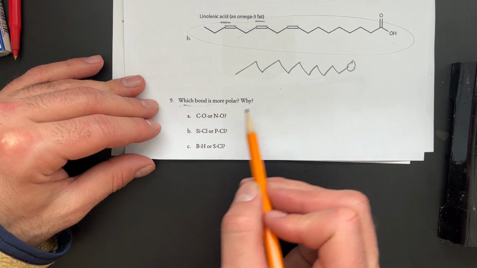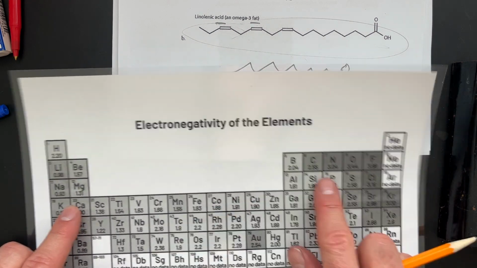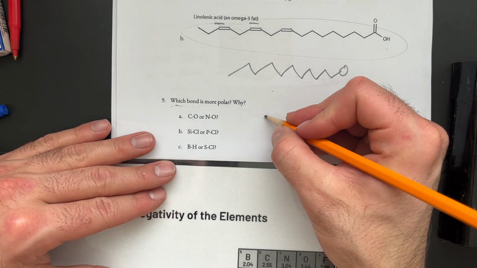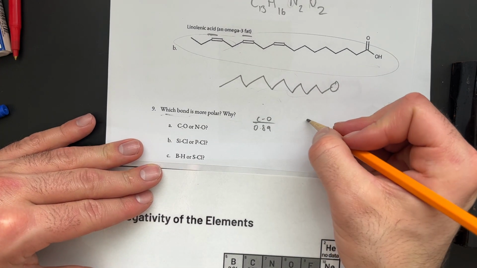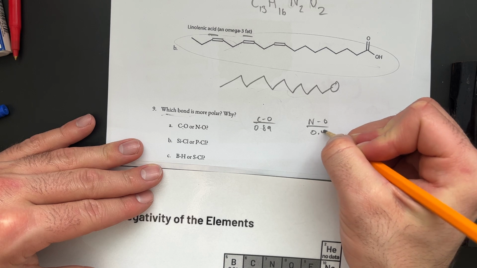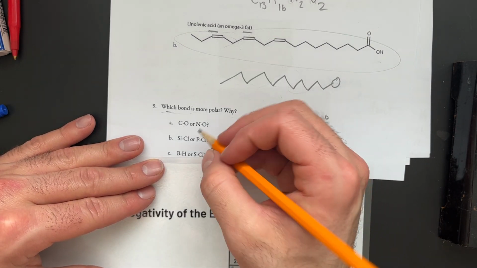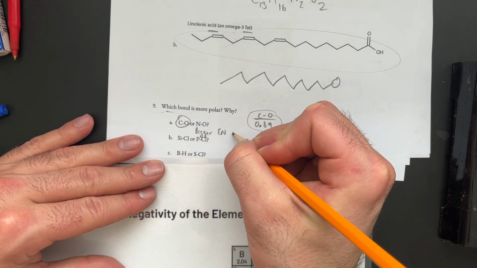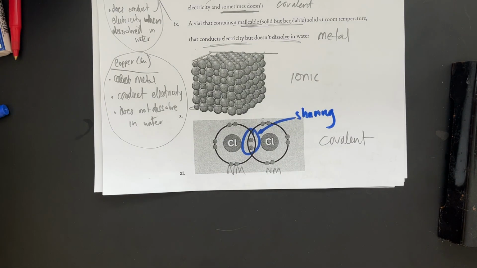Two more. Which bond is more polar, CO or NO? Remember, that's just going to be the electronegativity differences. And so C and O has what type of difference? That's 0.89, right, for CO. Versus for NO, it's going to be 0.4. And so which one is more polar? Well, it's always going to be the one that has the bigger electronegativity difference, right? And so it's going to be CO, bigger EN difference. Okay, so that's how you do those type of problems. Just take the electronegativity difference, and whichever one has the bigger one is going to be more polar.